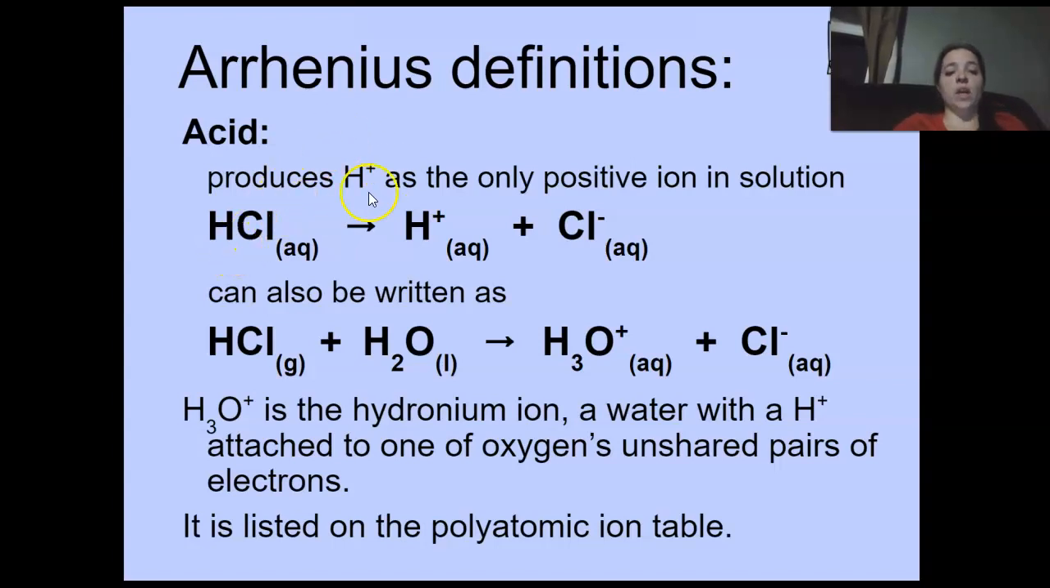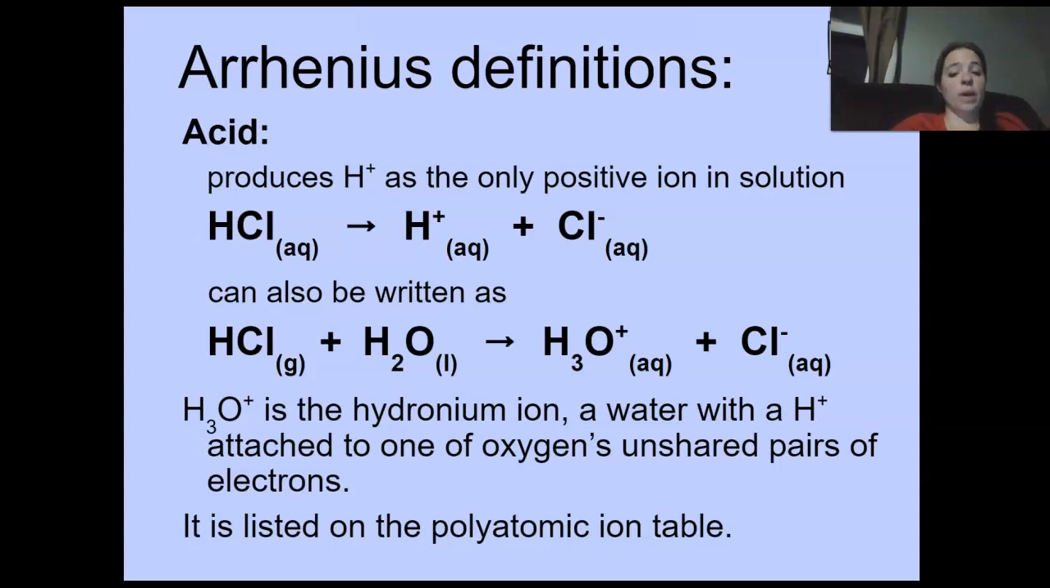So we have HCl goes to H+ and Cl-. This should look kind of familiar if you think back to the net ionic equations. We are going to be seeing this a little bit more as we go on. This can also be written as hydrochloric acid in water gives you a hydronium ion and chloride ion.